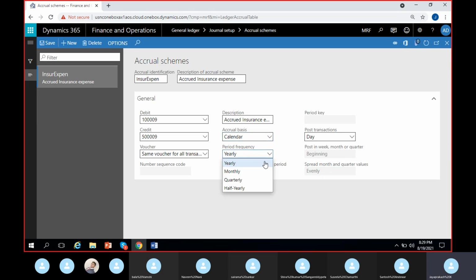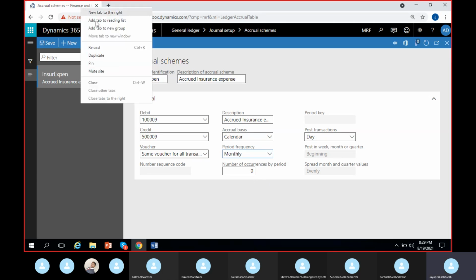Period frequency it is asking. So I'm selecting monthly frequency because I'm paying it for 12 months and I'll divide it into 12 periods. So number of occurrences by period, actually here what we should give 12 only according to me. Let me check. Let me just duplicate this tab and go for USMF.